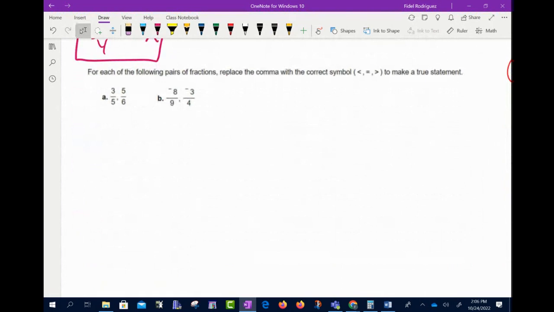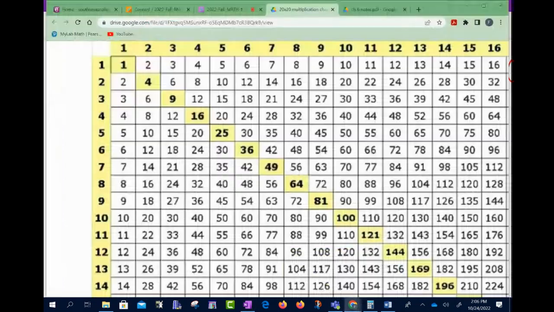So, y'all, for the next problem, it says, for each of the following pairs of fractions, replace the comma with the correct symbol, either less than, equal, or greater than, to make a true statement. What we're trying to do is compare those two fractions, okay? Y'all, what I want to do is find the common denominator between 5 and 6. The way I would do this, I would use my multiplication table.